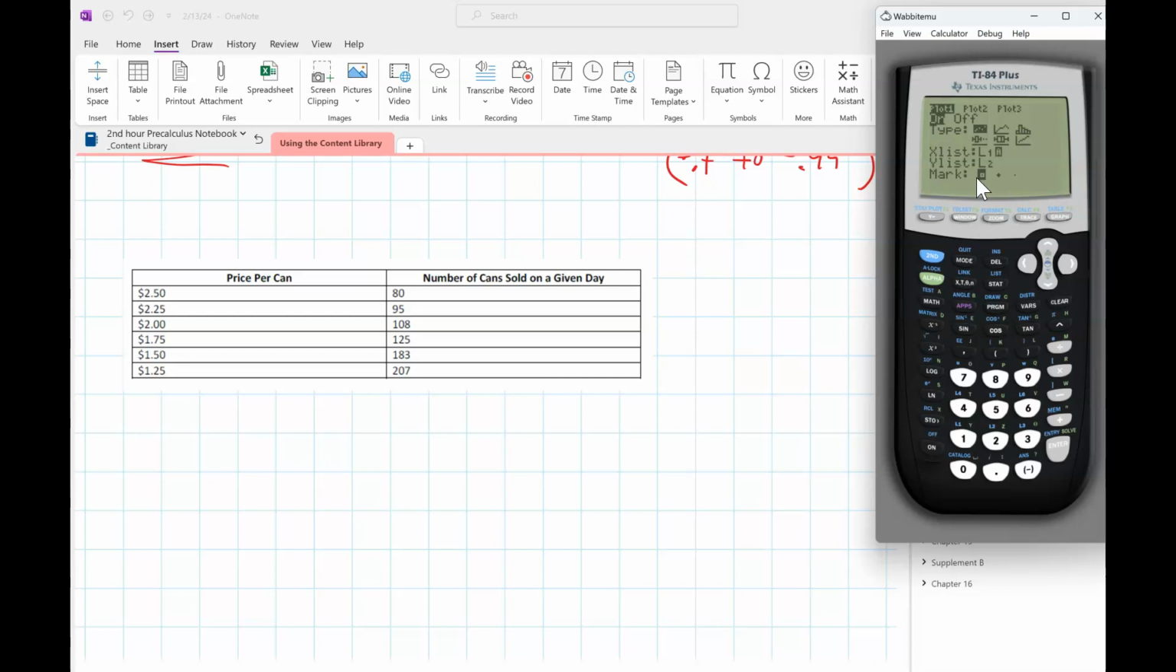All right. Now that I have my stat plot turned on and set up, I'm going to exit out and then press zoom. Second mode is always the exit. And I'm going to pick zoom stat. Mine was 9, but different calculators will probably have it numbered differently.